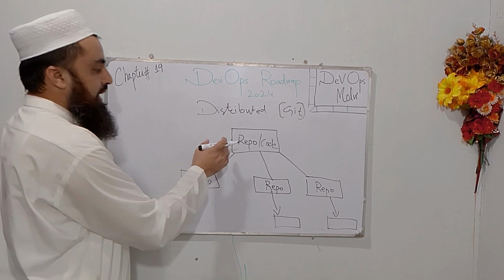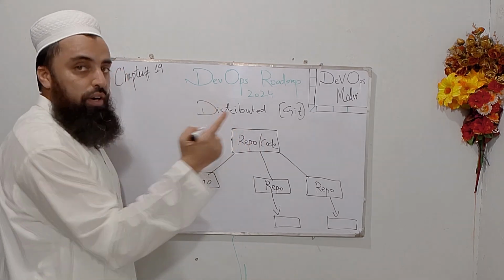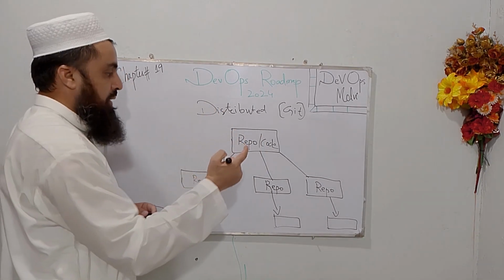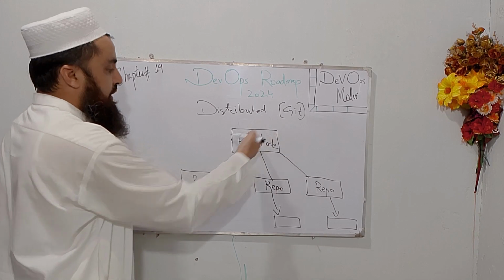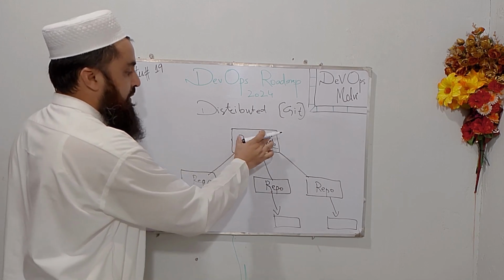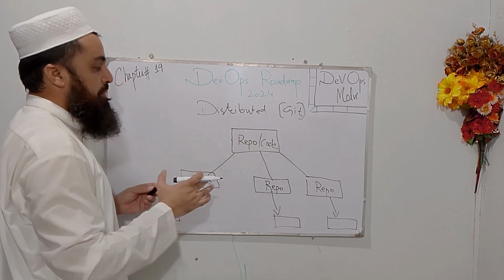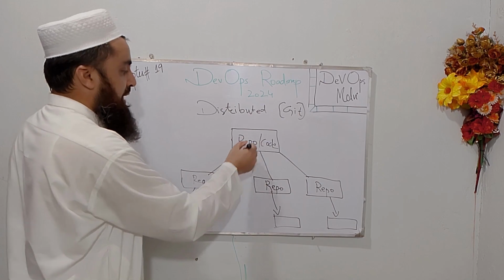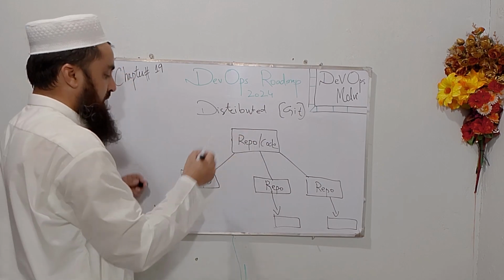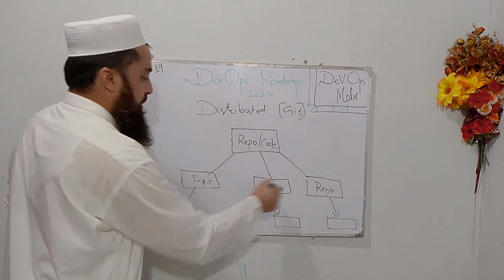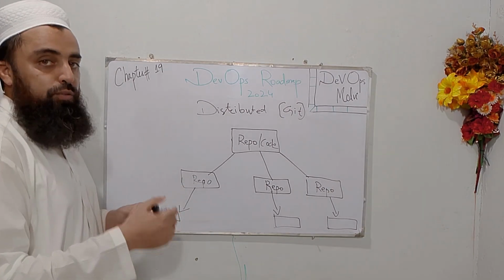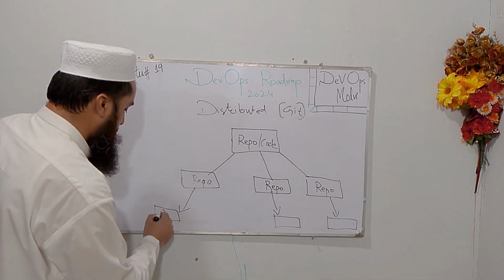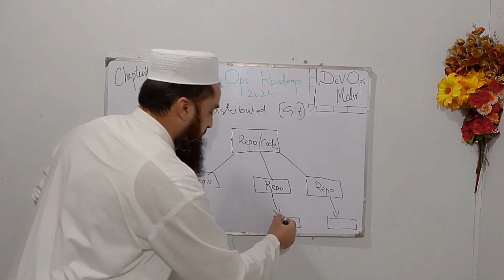So in centralized, we just had only one copy of the code, but in distributed version control, we can have multiple same copies of our main repository or main code, and all these repositories can be accessed from different working personal computers or desktop systems.